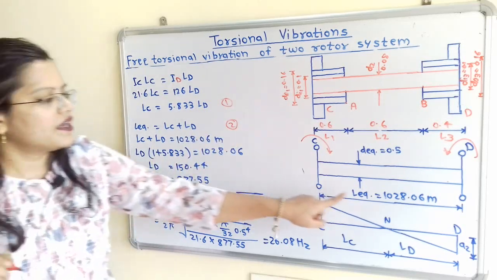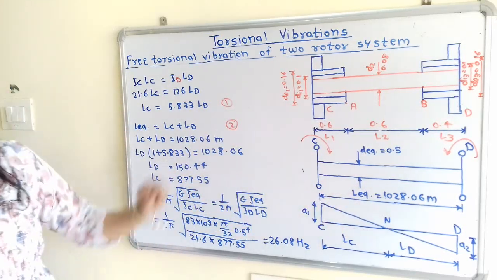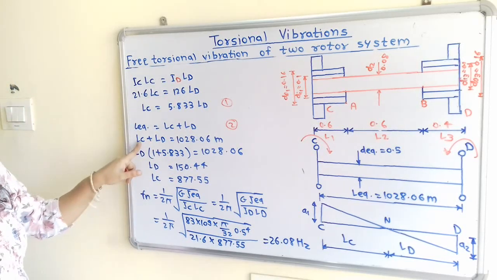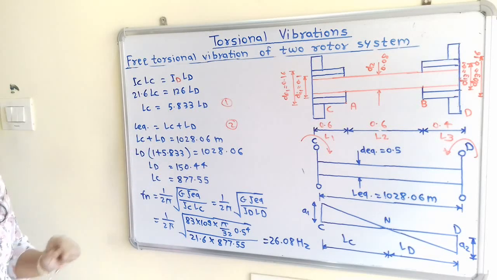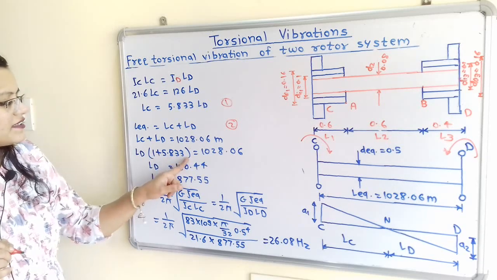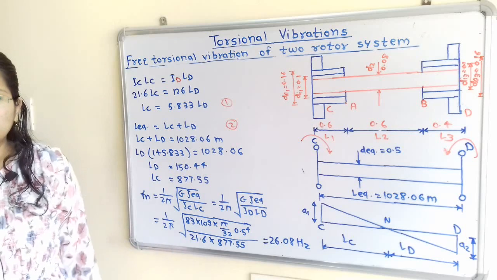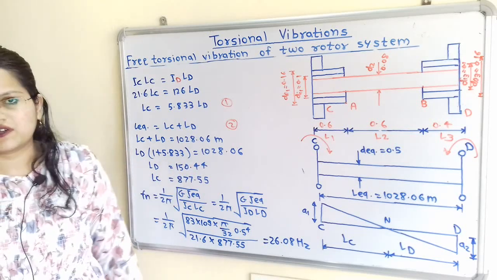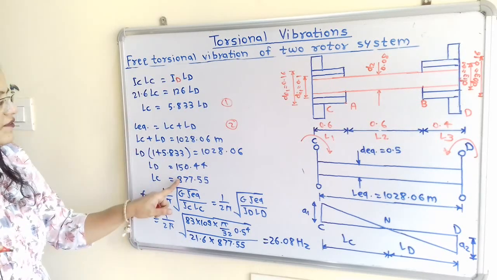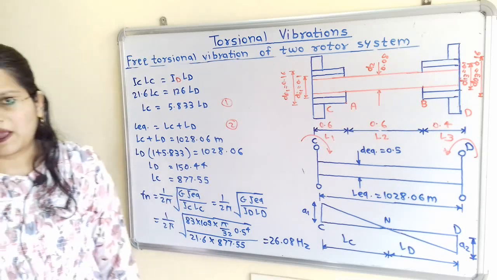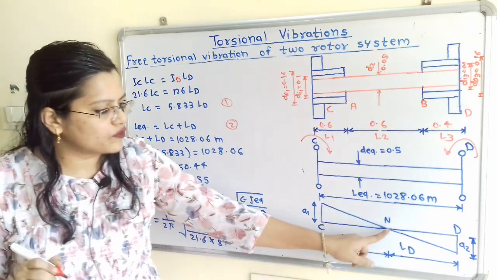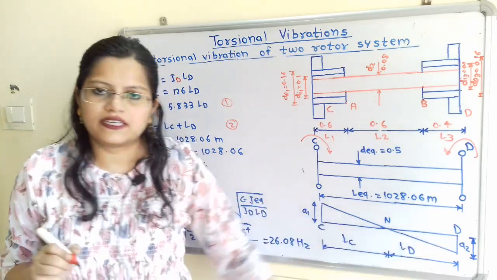So we will put the L equivalent, that is 1028.06. Now from equation number 1, if we put LC is equal to 5.833 LD, then we can take LD as a common term, and inside the bracket 1 plus 5.833 is equal to 1028.06. So LD is equal to 150.44. And now if we put the value of LD in equation number 1, then we will get LC is equal to 877.55. Now we get the two values LC as well as LD, that is the distance of the node point from the ends C and D.